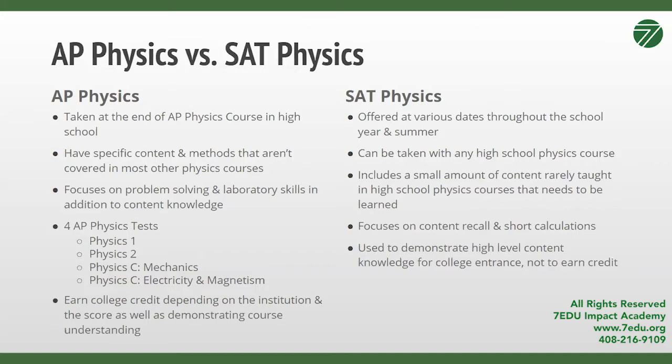The physics test is unique in the AP world because there are 4 different physics tests. If you were going to take AP Chemistry, there's 1 AP Chemistry test. For physics, there are 4: Physics 1, Physics 2, and then Physics C, which is actually 2 separate tests, mechanics and electricity and magnetism. All these tests are useful for college entry.